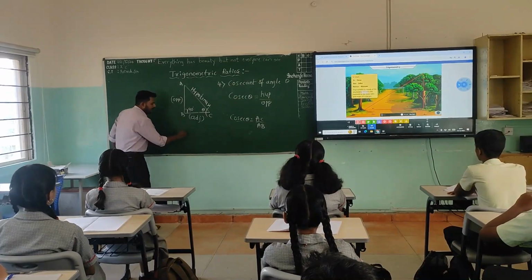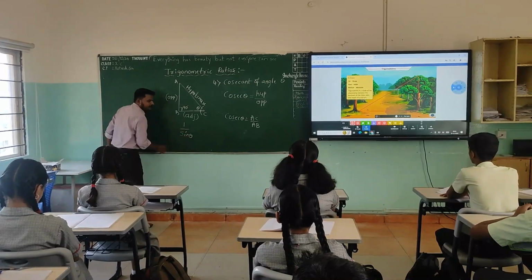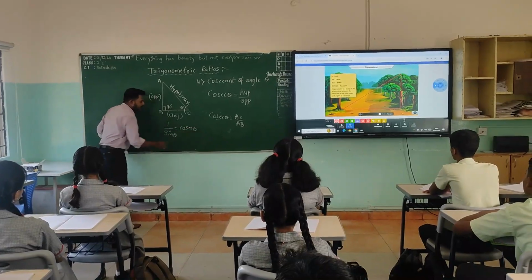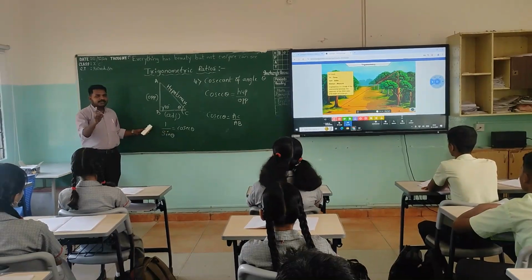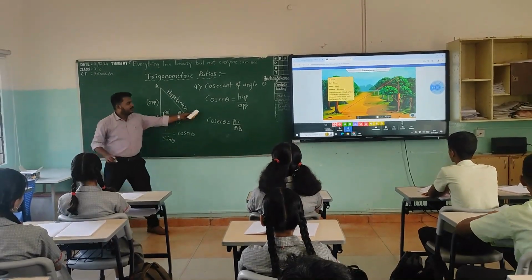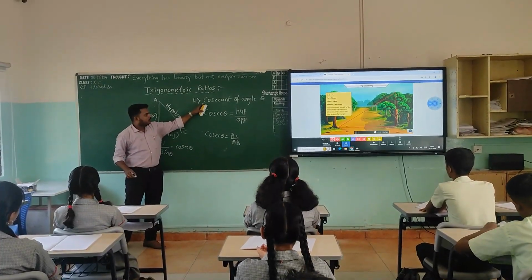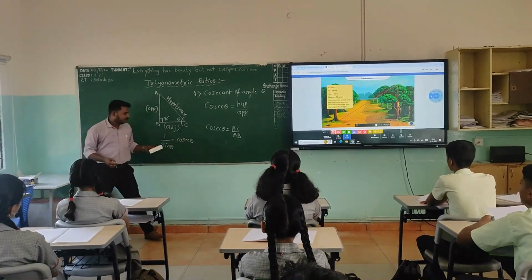Clear? So in questions, if it is 1 by sin theta we can write cosecant theta, or if it is 1 by cosecant theta we can write sin theta, because both are reciprocals based on the ratio. Clear? This is called the fourth ratio, cosecant of angle theta, the reciprocal of sin theta.